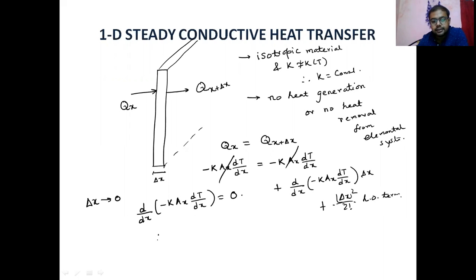That means k Ax dT/dx is a constant. What is it telling? What is the physical reflection in that case? k is already constant, we have assumed this. So from here we are getting Ax dT/dx is equal to a constant.